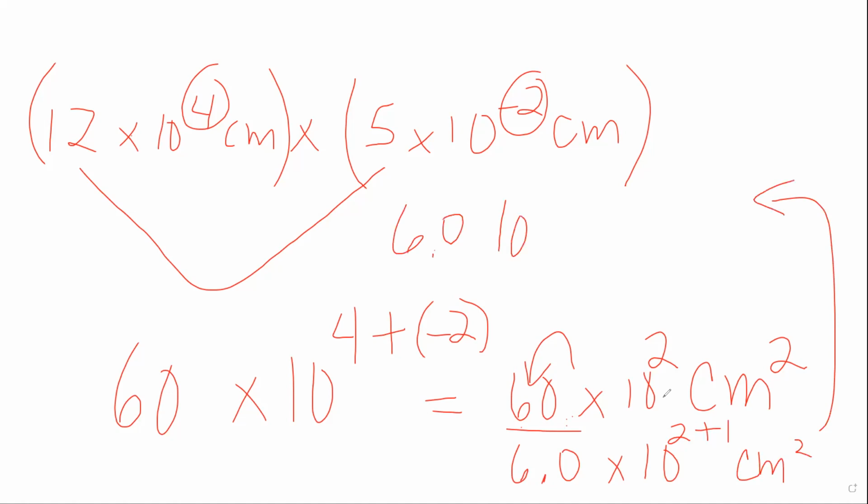6.0. Do we need the 0.0? Well, the answer is no, because we only have one sig fig here. So we have to watch that too. And you notice the answer 60 also has 1. So 6 times 10 to the 3rd centimeters squared is the answer for that one. Okay, let's do another one.